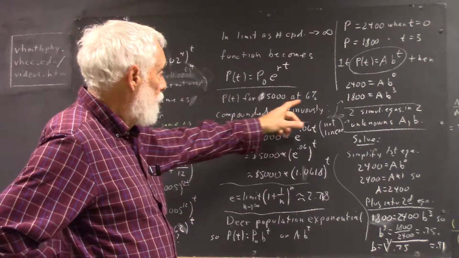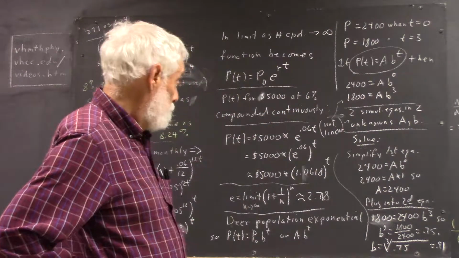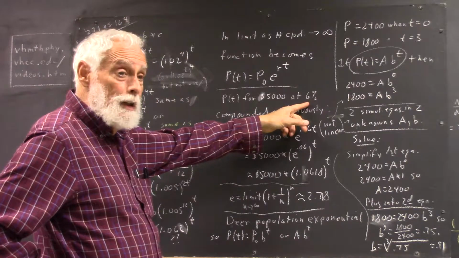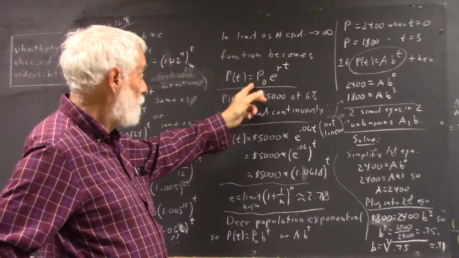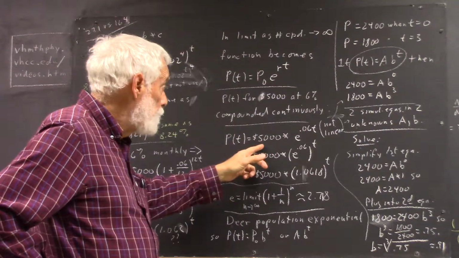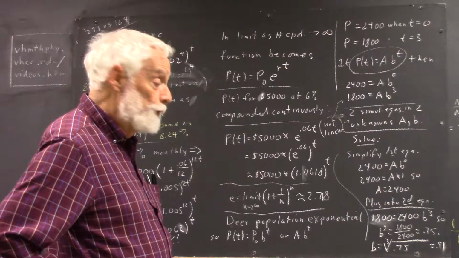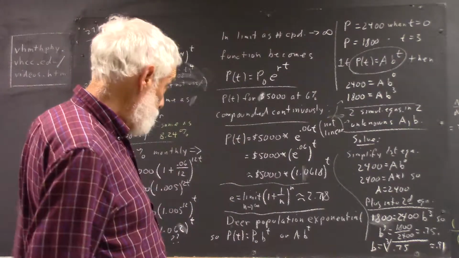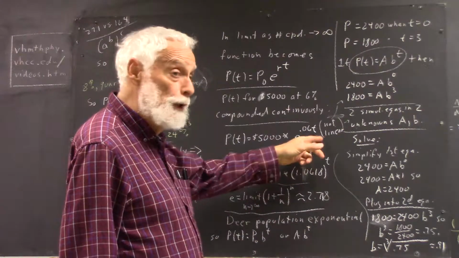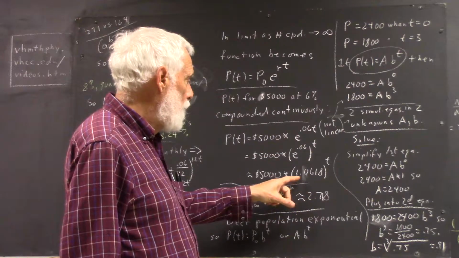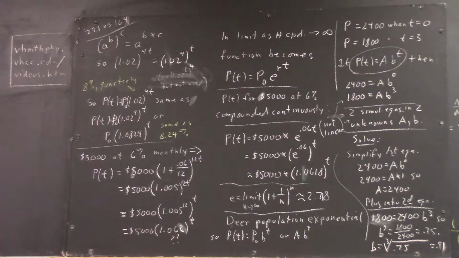Now, for $5,000 at 6% compounded continuously, what's our principal function? Well, r is going to be 6%, which is 0.06, and P naught is going to be our initial principal. So $5,000 at 6% is going to be $5,000 for initial principal times e to the 0.06t. Now, for comparison, that's $5,000 times e to the 0.06 raised to the t, and e to the 0.06 is about 1.0618.